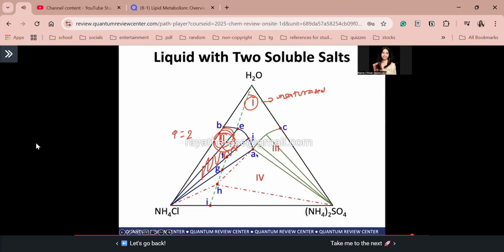Here, if you have a saturated solution, you have a liquid and the formation of ammonium chloride crystals, because again, the ammonium chloride solution is already saturated. For region 3, you also have a saturated solution, with respect to ammonium sulfate this time. And this region has a little ammonium chloride. So, the same here, guys.